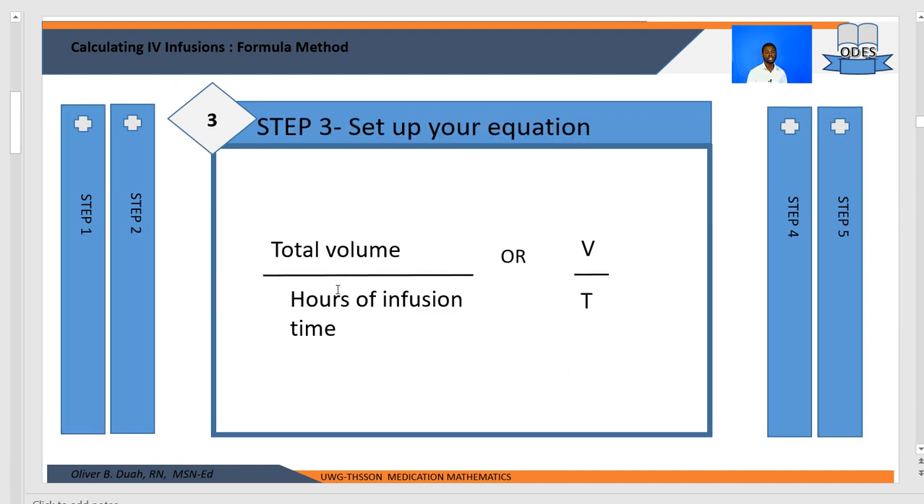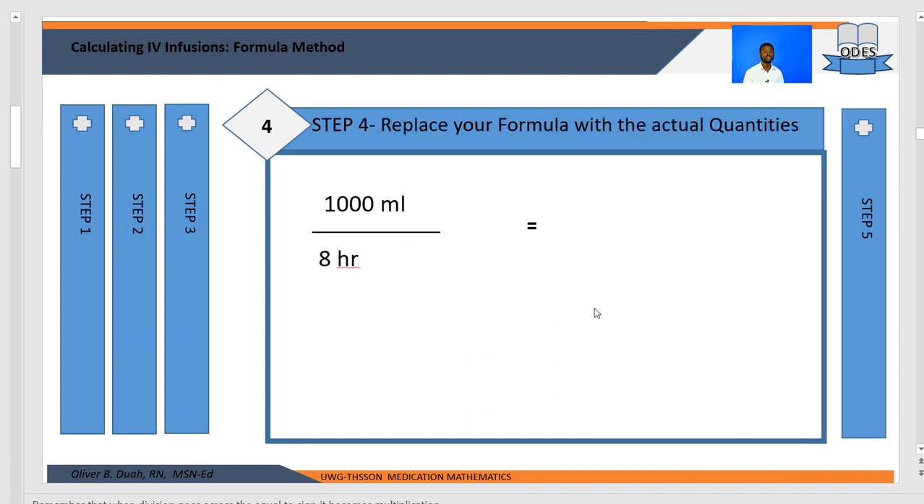Step 3 is to set up our equation. So using the formula method, we said rate is equal to total volume over hours of infusion, which is V over T. And then we replace our formula with the actual quantity. So we have volume, which is 1000 mLs, and then over time, which is 8 hours.